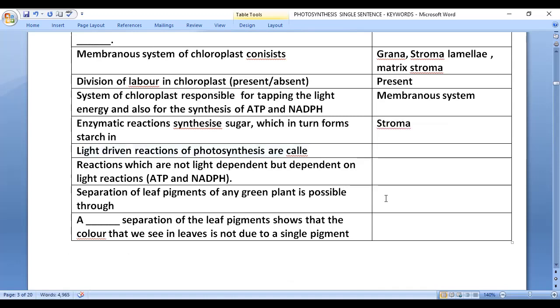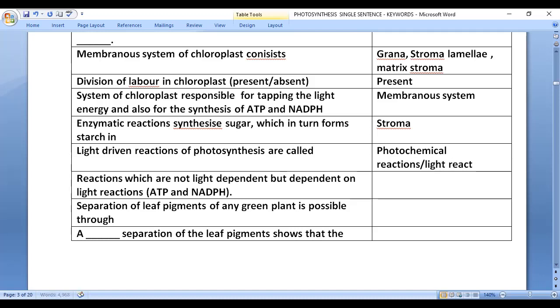Light driven reactions of photosynthesis are called photochemical reactions or light reactions. Reactions which are not light dependent but dependent on the light reactions are carbon reactions, or we can say dark reactions.